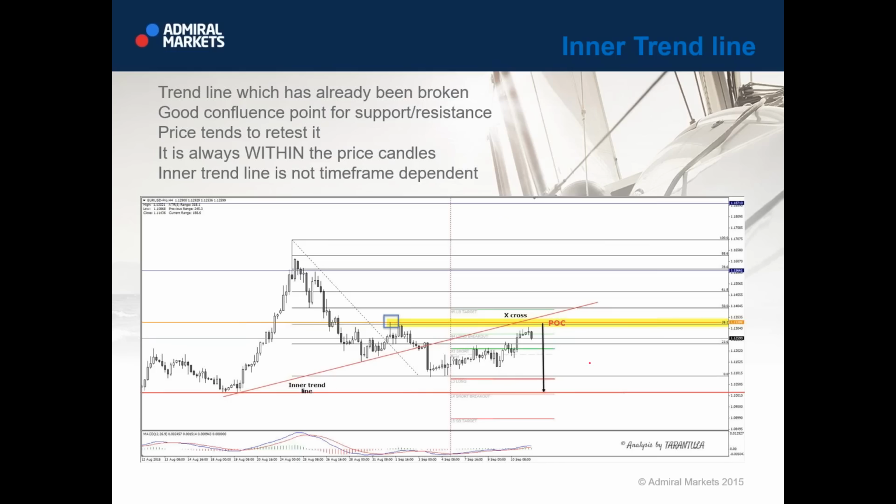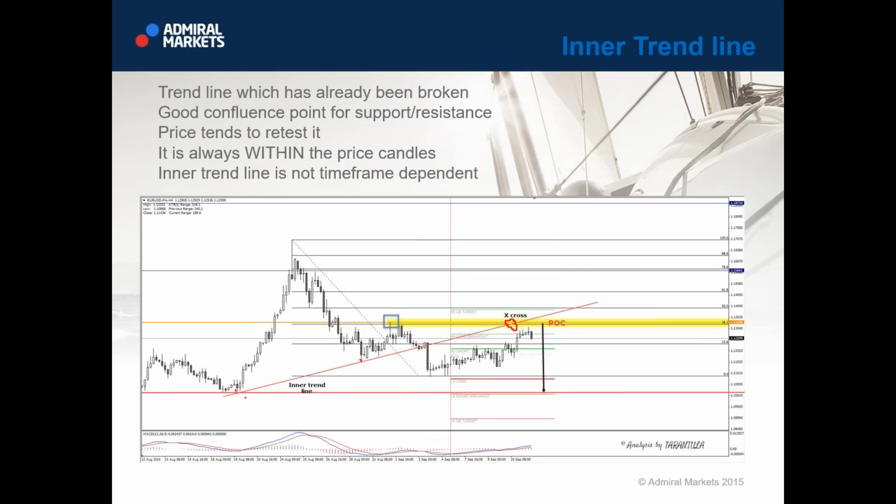Now, this is also an example of an inner trend line. So this was an ascending trend line here, 19th of August, 31st of August. So this was a good ascending intra-week trend line. But because the intra-week trend line has been broken at this point, it has become an inner trend line. And we will be talking about X crosses in our next class. Here at this point, you see a perfect confluence of inner trend line with a pivot point and previous stop. This signifies the so-called X cross.